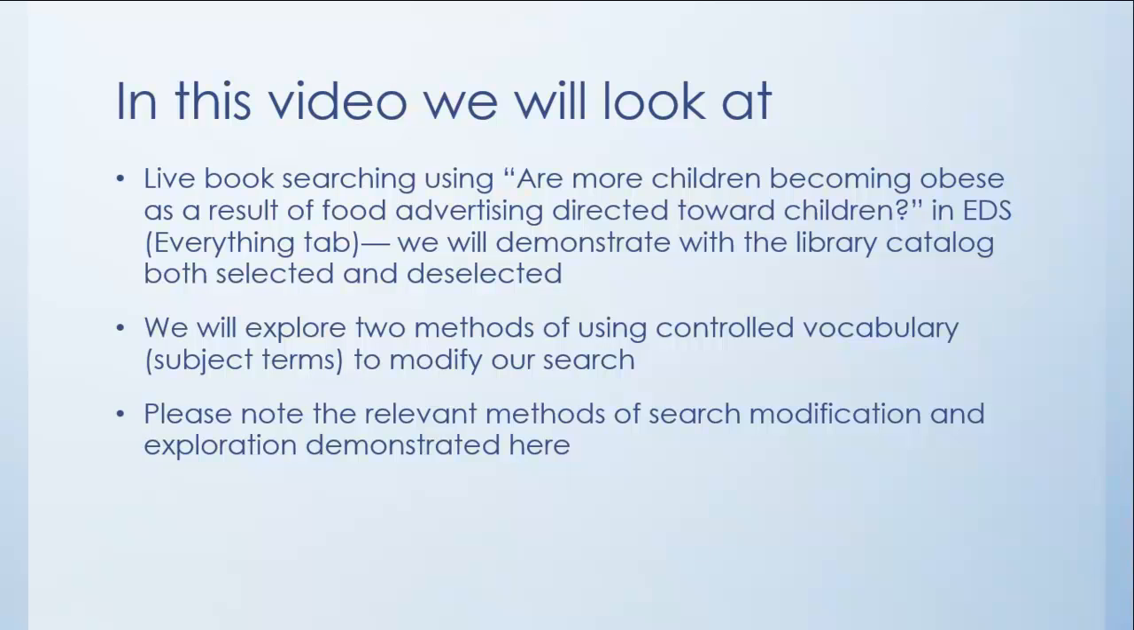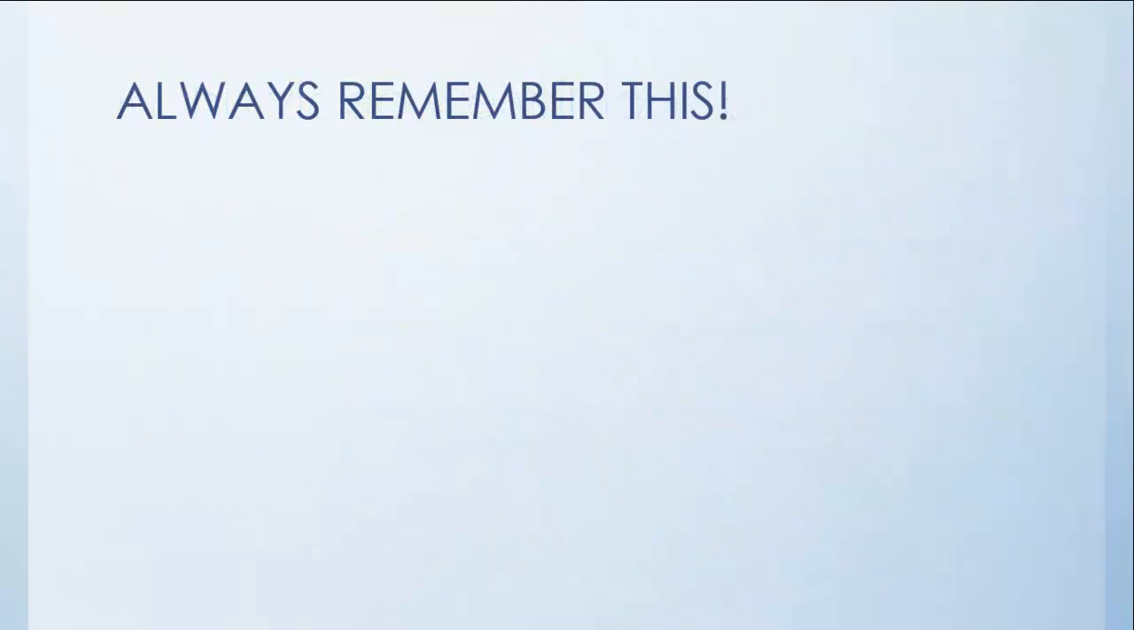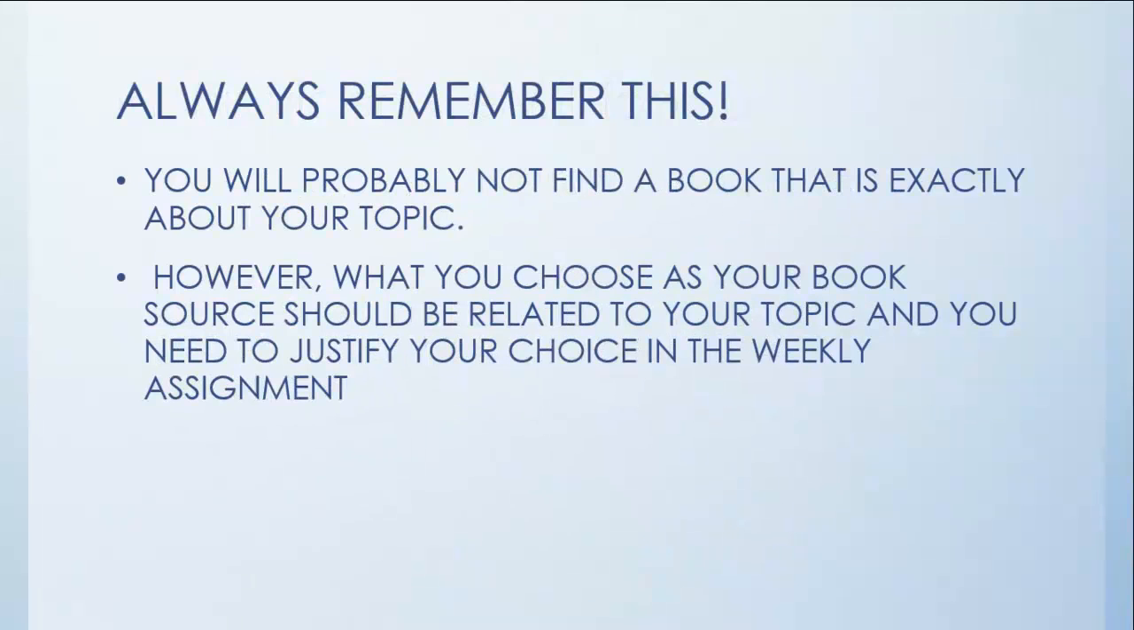We will explore two methods of using controlled vocabulary to modify our search. Please note the relevant methods of search modification and exploration demonstrated here. Always remember this: you will probably not find a book that is exactly about your topic. However, what you choose as your book source should be related to your topic, and you will need to justify your choice in the weekly assignment.